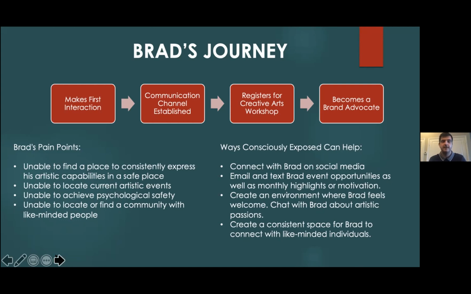For the next step, he registers for creative arts workshops, so that he is able to express his creative abilities in a safe space. He's able to meet other individuals with similar interests, and attend events in his area, and he's aware of the current events that he has access to. Then he enjoys his experience in the creative arts workshop, and he becomes a brand advocate, so that he can share his perspective and experience with friends, family, and other people in the community, so that they can get involved with Consciously Exposed and the different workshops being offered there as well.